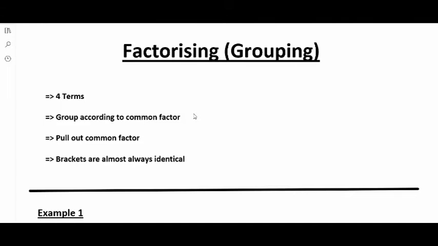Another factorizing video. How many are there? When does it end? Jeez. Okay, factorizing by grouping.